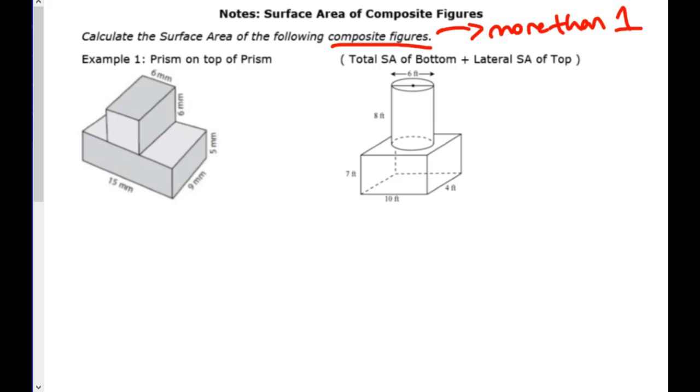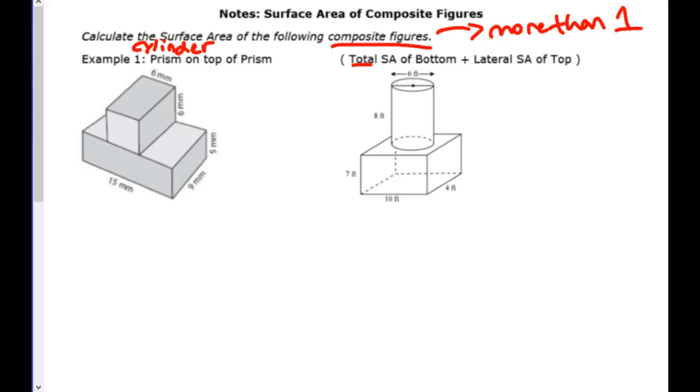Now we're doing part of the notes today. The first examples, there's 2 of them there. And this is when you have a prism or sometimes even a cylinder. So right on top of example 1 right there, either a cylinder or a prism on top of another prism. And you can see that over here on the left, I got a prism on a prism. Okay, that's composite.